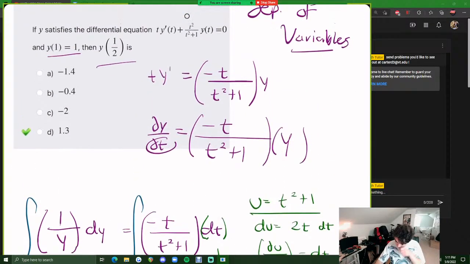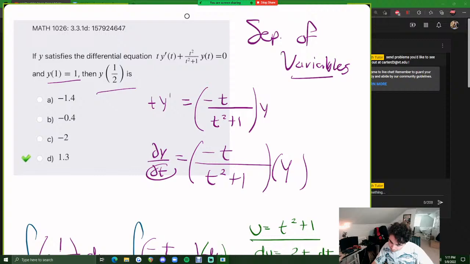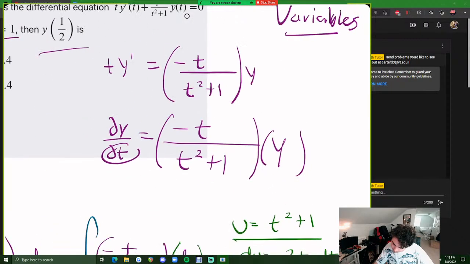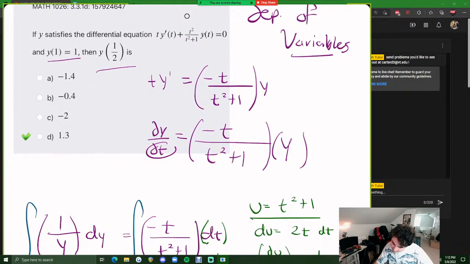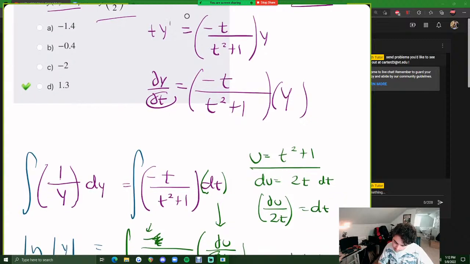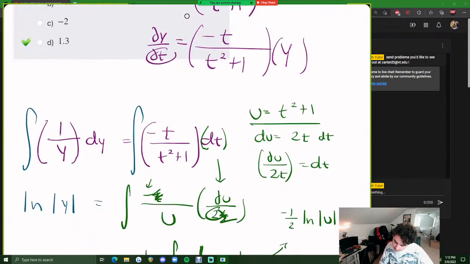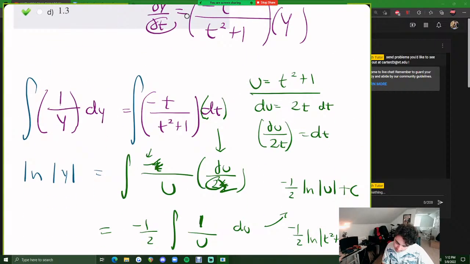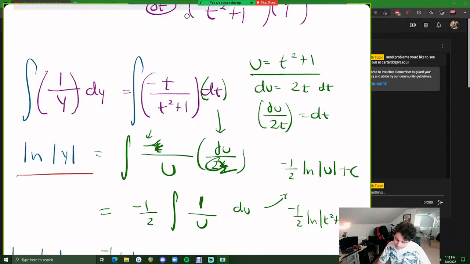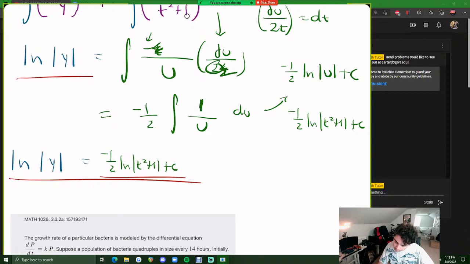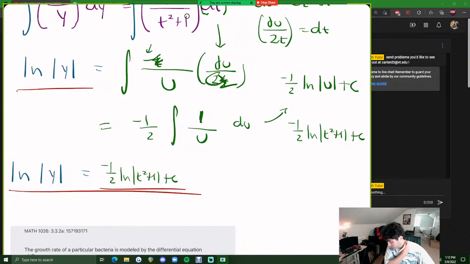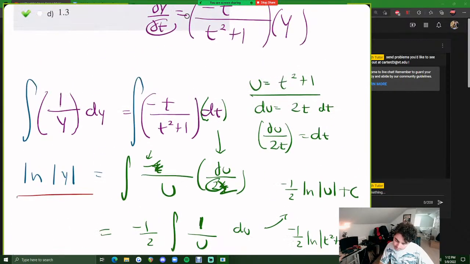So far, we have gotten y prime by itself. We called y prime dy over dt. That allows us to separate the variables, y terms, t terms. Then we could integrate both sides. We got ln of absolute value of y. And then we got all this from doing u sub on the right side. So negative 1/2 times ln of t squared plus 1 plus c.